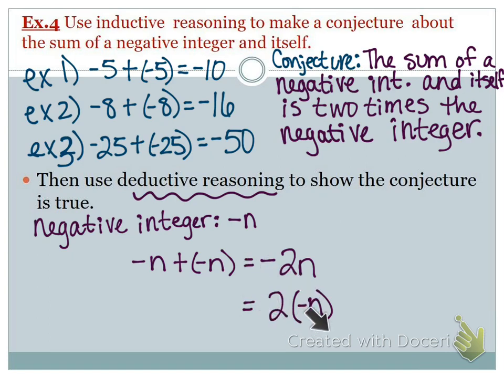This one tells it a little more explicitly how we made it in our conjecture, 2 times the negative integer, but they mean the same thing. So when they say to use deductive reasoning to show that it's true, this is what we're talking about. This is what we would need to see. Okay, that says it's true for any number that we would plug in there.